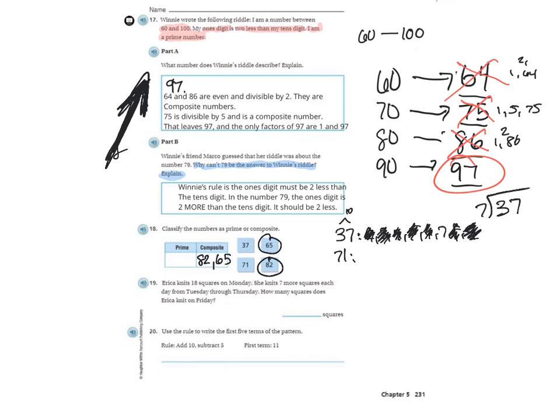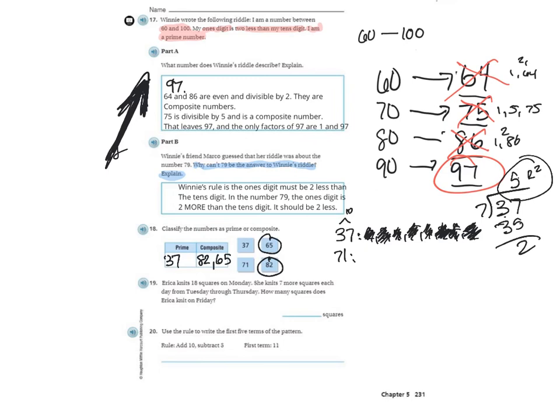So 7 goes into 37. How many times? Well, we don't know. What gets me close? 5. So 7 can't go into 3, but 7 can go into 37. So 5 times 7 is 35. Subtract, 37 minus 35 is 2, and now I'm left with a remainder of 2. And guess what? That is not divisible. That is not divisible. So we know 37 is a prime number.